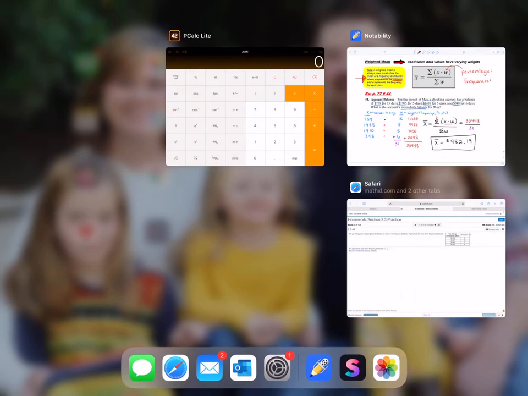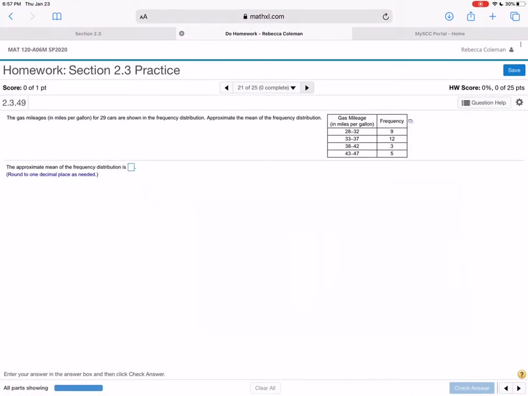All right, so let's look at just one here. I pulled this from your practice homework in section 2.3. You've got this frequency distribution that's given, classes and frequency, and you're asked to find the mean of the frequency distribution. So the only way I can do that is by the use of a weighted mean, because frequencies, again, those are weights on the individual values.